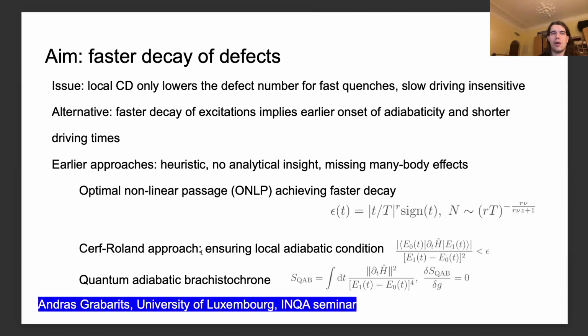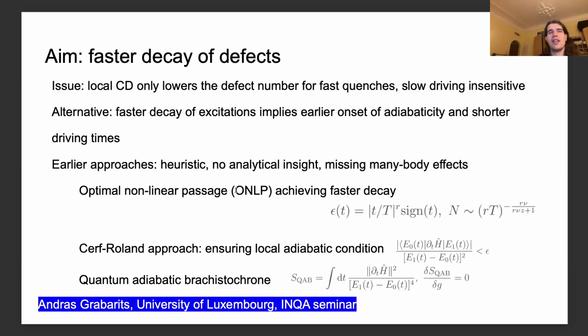While local CD only lowered, as we saw, the excitation values for fast quenches, tailoring a single control parameter drags the whole curve of the kink number, as it makes it faster, inducing a faster decay, so that also an earlier onset of adiabaticity will happen. However, earlier approaches were not so complete, to mention the least.